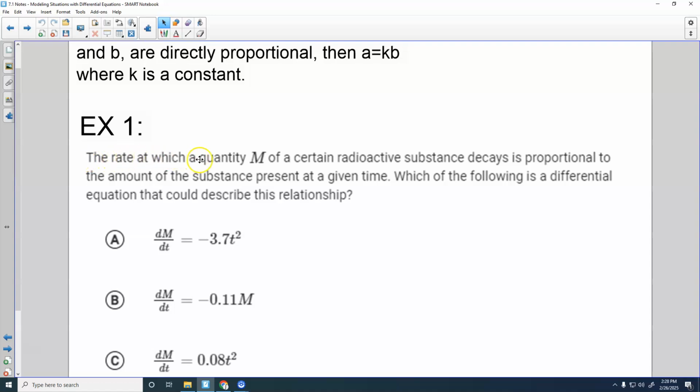The rate at which a quantity M of a certain radioactive substance decays is proportional to the amount of substance present at a given time. Which of the following differential equations could describe the relationship?